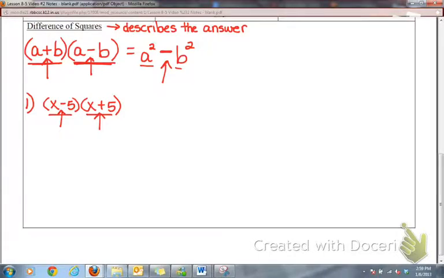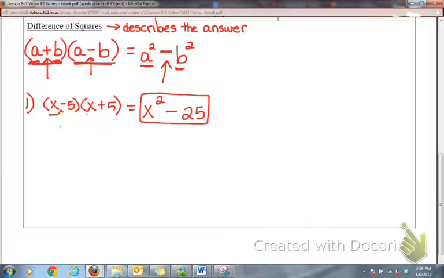So if I recognize that, then all I do is square the first term and square the second term and put a minus sign in between them, because that's all that was up here in my formula. The a got squared, the b got squared, and there's a minus sign in between them. So this would give me x squared, and 5 squared is 25, and I put a minus sign in between them. And that's the answer.